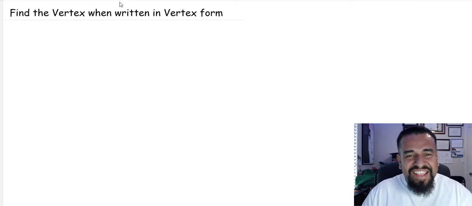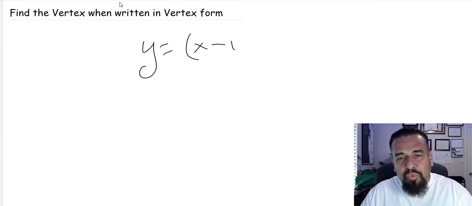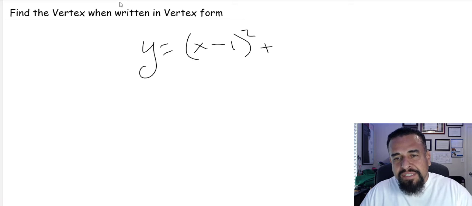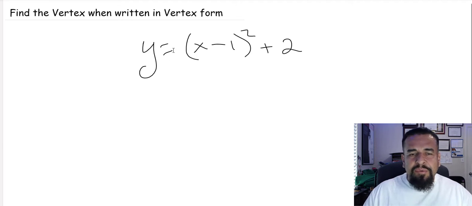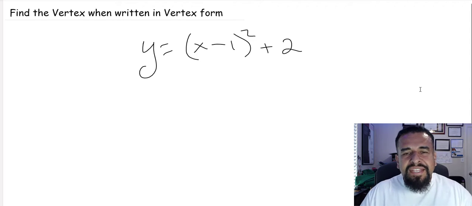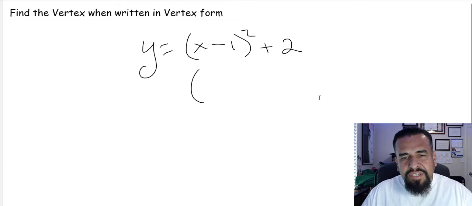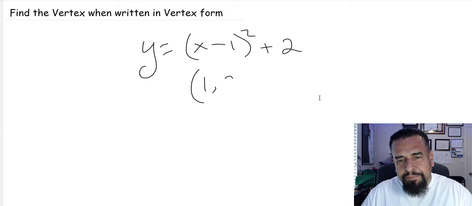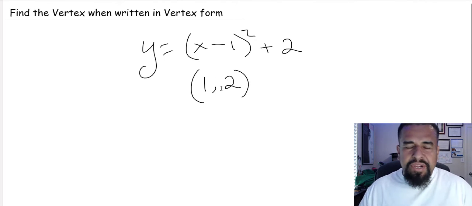Okay, we got Y equals (X minus 1) squared plus 2. The only difference is here, you may say, well, you don't have an A value. But I do. It is 1, right? Doesn't matter. Since I'm only finding my vertex, all I care about is this number right here and this outer number right here. So the vertex in this case would be a positive 1 and a positive 2, and that would be my vertex.